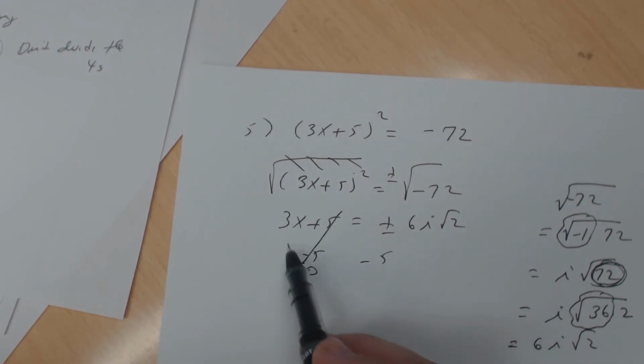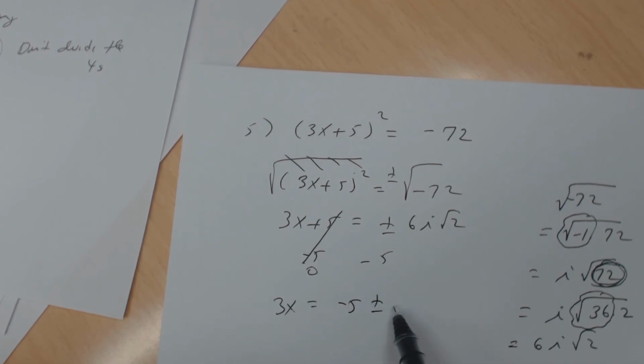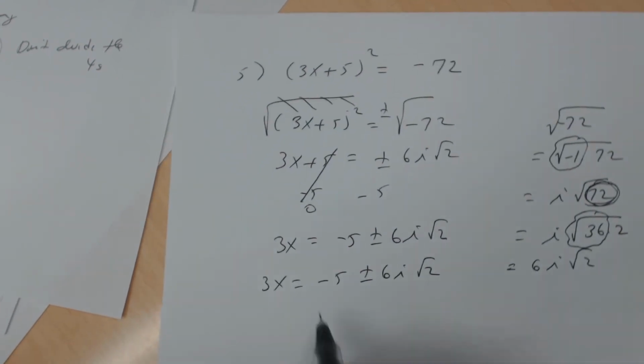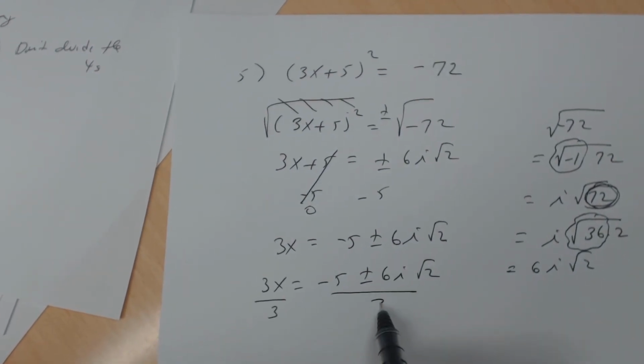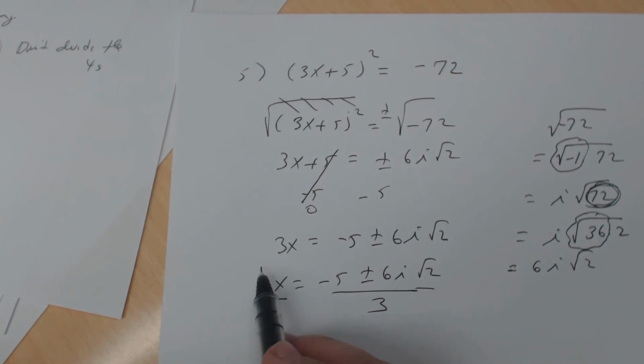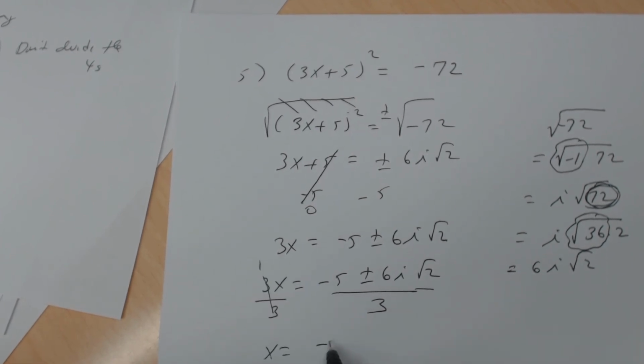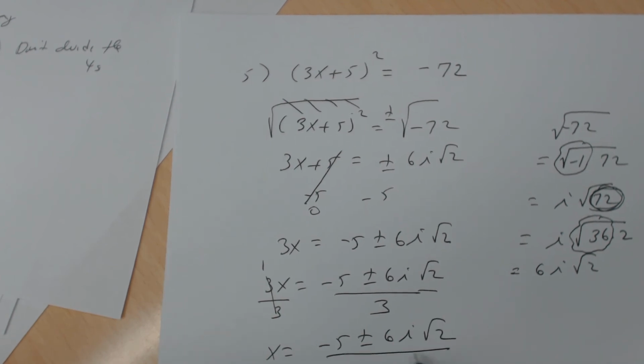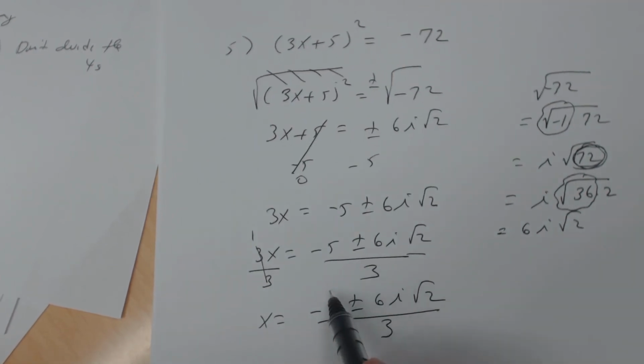5 and a negative 5 is 0, so I get 3x equals negative 5 plus or minus 6i square root of 2. And then finally get x by itself. You're going to divide both sides by 3. So divide both sides by 3, just like this. 3 divided by 3 is 1, so I get x equal negative 5 plus or minus 6i square root of 2, all over 3. And there's your answer.